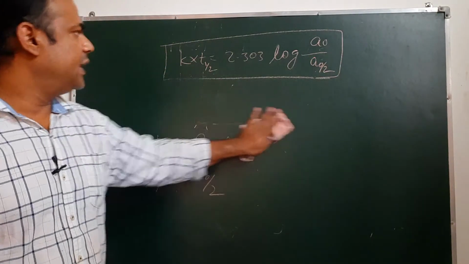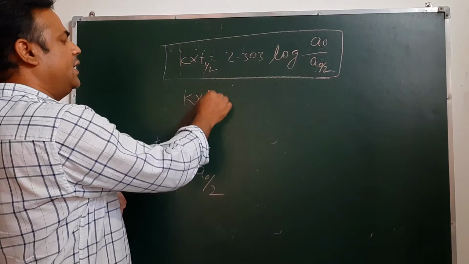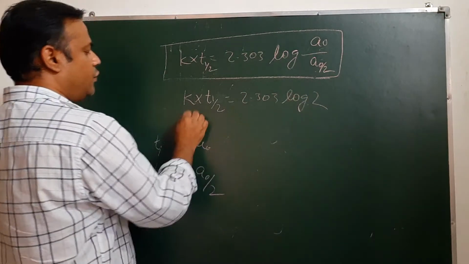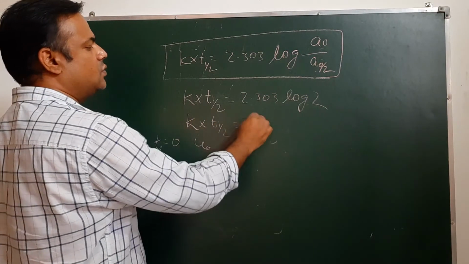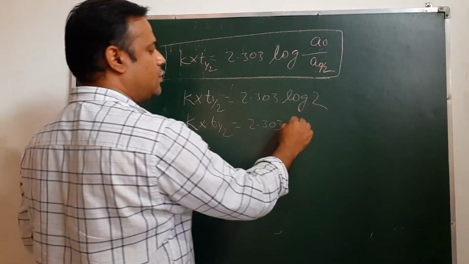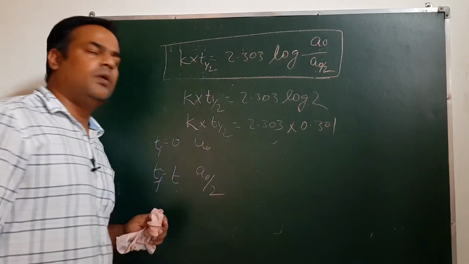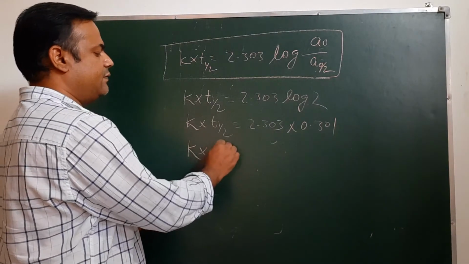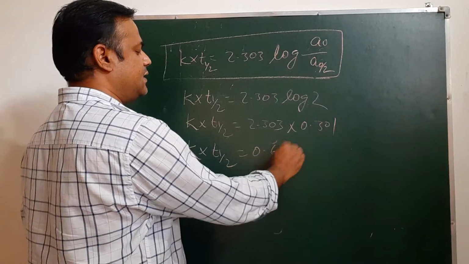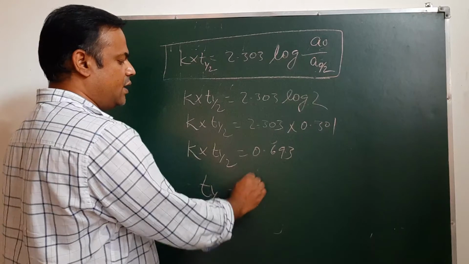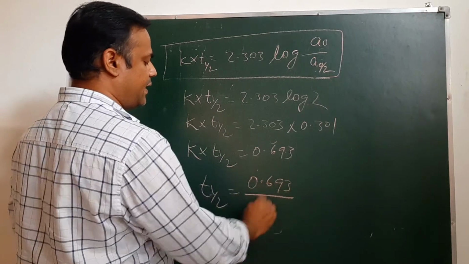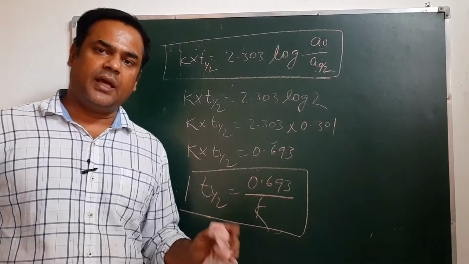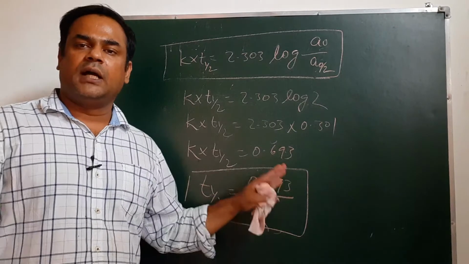On solving, we can see that K into T half equals 2.303 log 2. So we can write K into T half equals 2.303 into 0.301. The value of log 2 is 0.301. On multiplying this, we get K into T half equals 0.693, and from here T half will be 0.693 divided by K. So half life equals 0.693 by K, which means half life is independent of concentration of reactant.